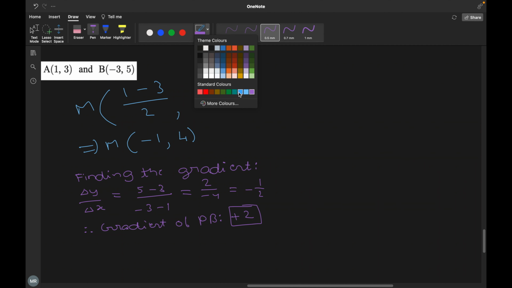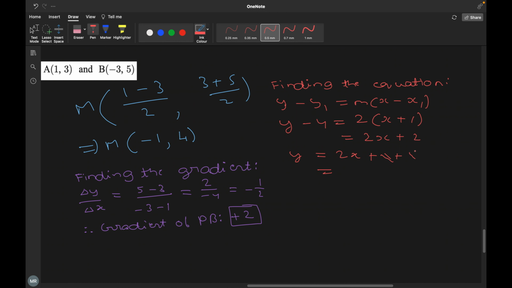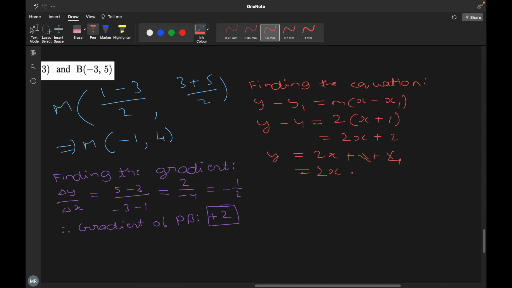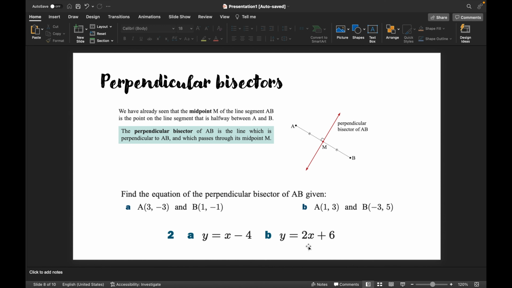So now let's find the equation. So it's going to be y minus y1 equals m into (x minus x1). So y minus 4 equals 2 times (x plus 1). Let's expand this. So this would be y equals 2x plus 2 plus 4, so it's going to be 2x plus 6. So this is our answer. So always try to write it in such a manner. Over here I was supposed to write finding the midpoint. So it will be easy for yourself and for the examiner. Let's look at the answer, which is also the same.